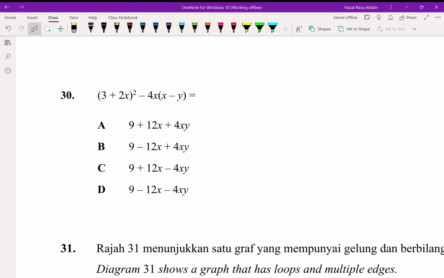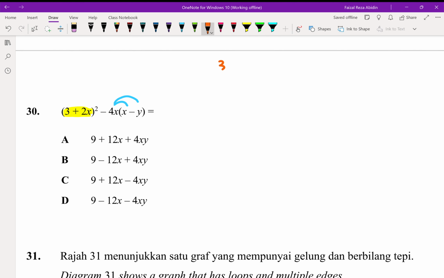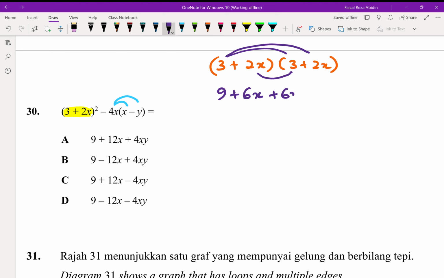This one. What must we do? This is going to be? Expand. Okay. First thing first, I'm going to expand this one first. And then the second one also, we are going to times here. So, first thing first, I'm going to do here 3 plus 2x with 3 plus 2x. So, you are going to get 3 and 3, 9. 3 and 2, 6x. 2 and 3, 6x. 2 and 2, 4x. Ada ramai yang tak suka buat macam ni.